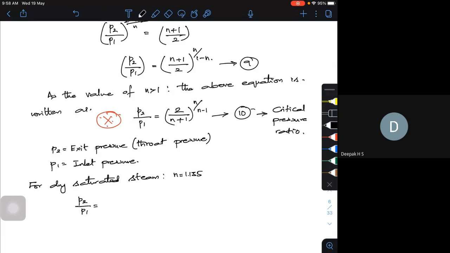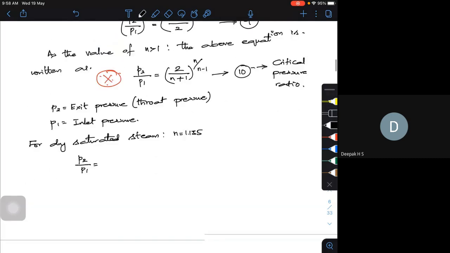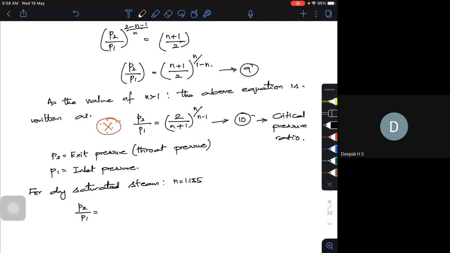Why does this particular thing, 1 minus n, become n minus 1? It is because n is greater than 1. So I can write this as 2 by n plus 1 and then multiply and divide by minus 1. In that case we get 2 by n plus 1 whole to the power of n by n minus 1. That's how the expression changes.